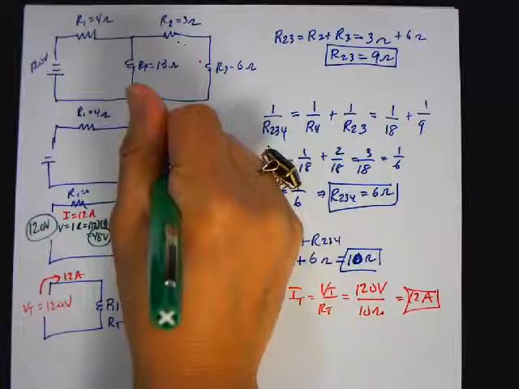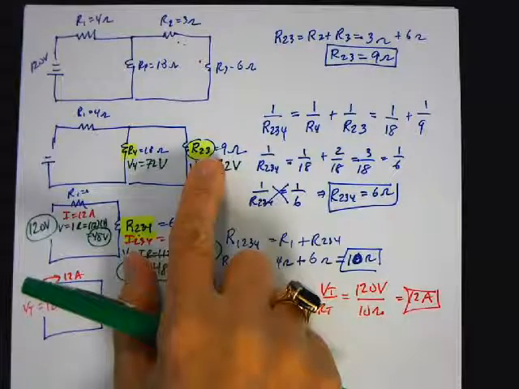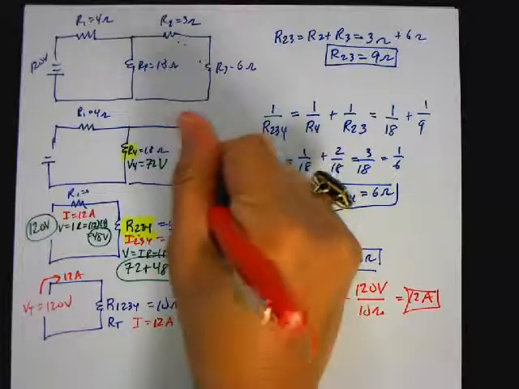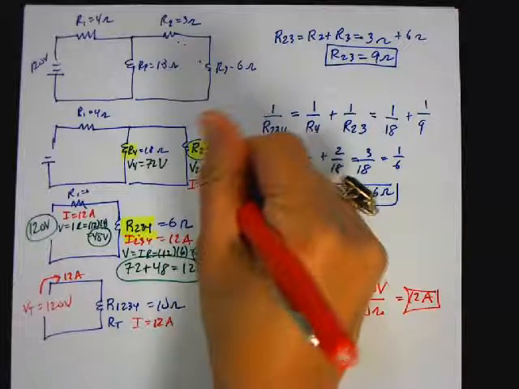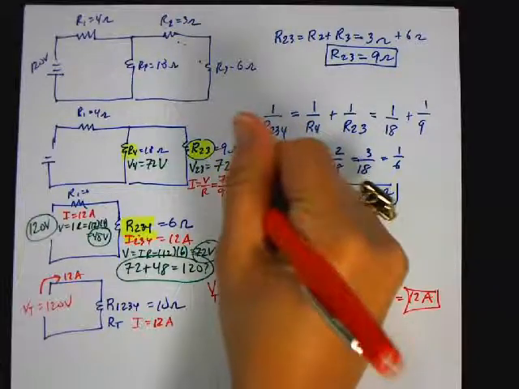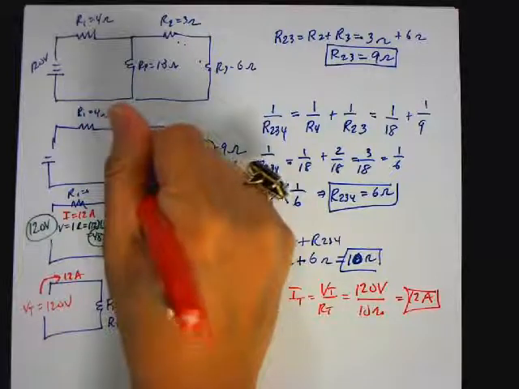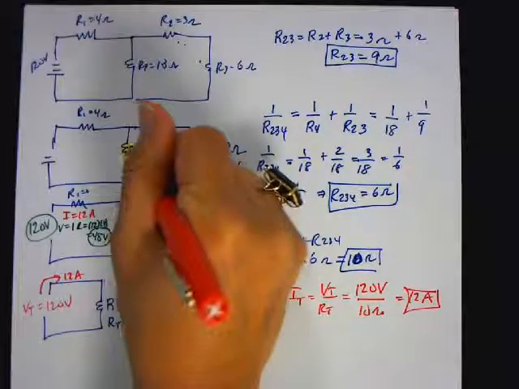If I have V and R, what can I find? I. So I is equal to V over R. So it's 72 divided by 9. 72 divided by 9 is 8, so that's 8 amps. Over here, I is equal to V over R, so it's 72 divided by 18, which is equal to 4.